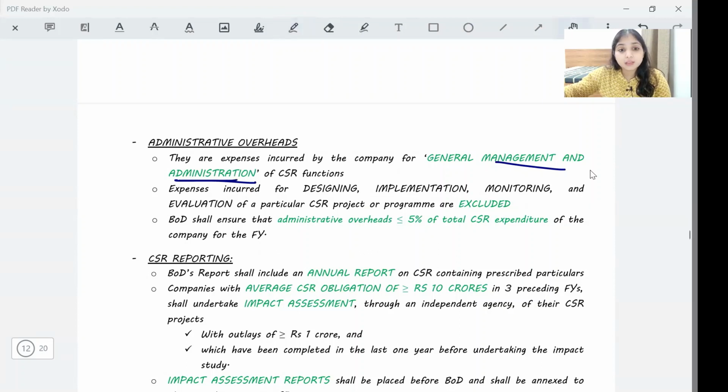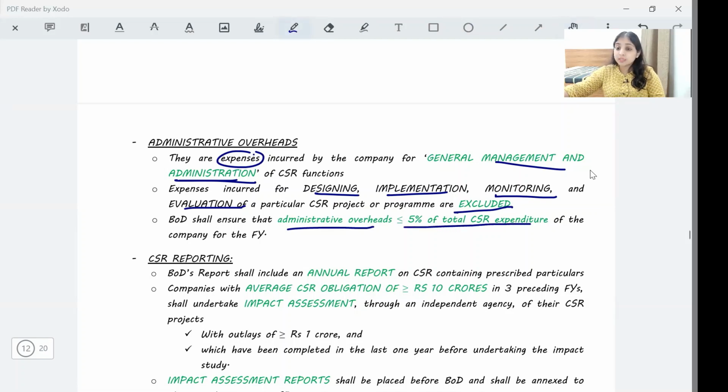So, administrative overheads: I'm talking about those expenses incurred by the company for management and administration. Expenses incurred for designing, implementation, monitoring, and evaluating the project will not be included. The board should ensure that these admin overheads don't exceed 5% of the total CSR expenditure of the company.